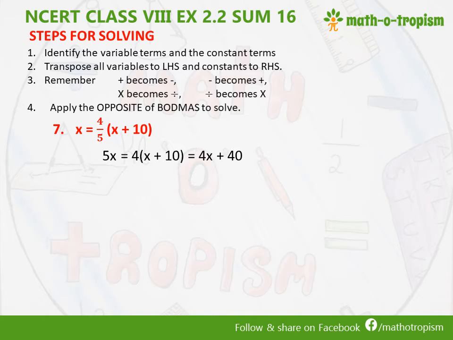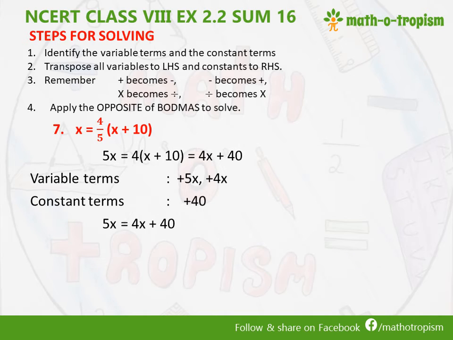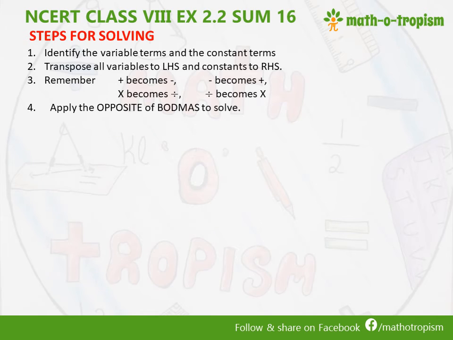Variable terms are 5x and 4x, and the constant term is just 40. So when we write the equation again, 5x = 4x + 40. Bringing the 4x to the left hand side, we have 5x - 4x = 40. So x becomes 40.